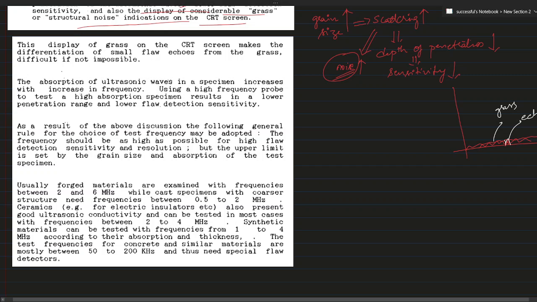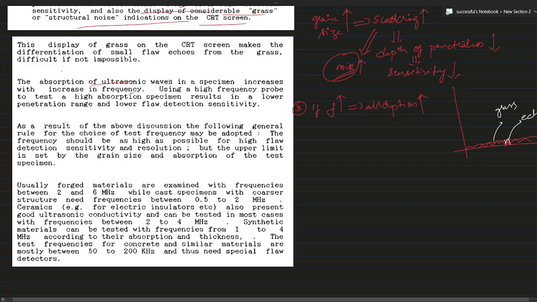Now the absorption of the ultrasonic waves in a specimen increases with the increase in frequency. Here they are telling us the third consideration. If frequency increases, that implies absorption increases. We will see why.